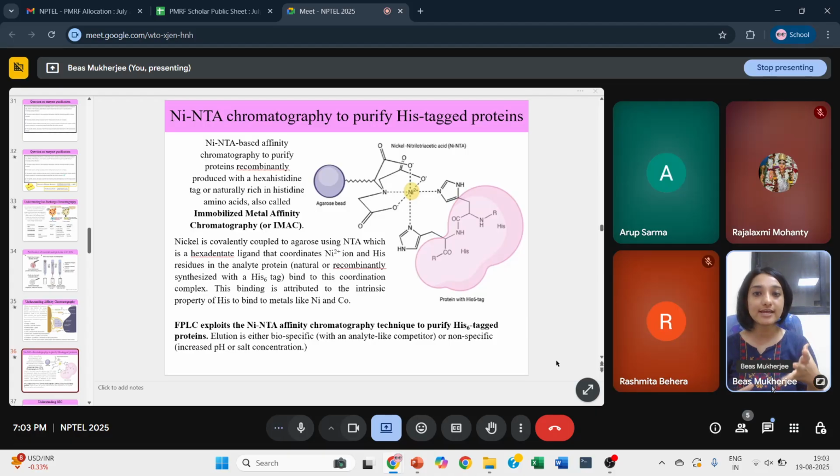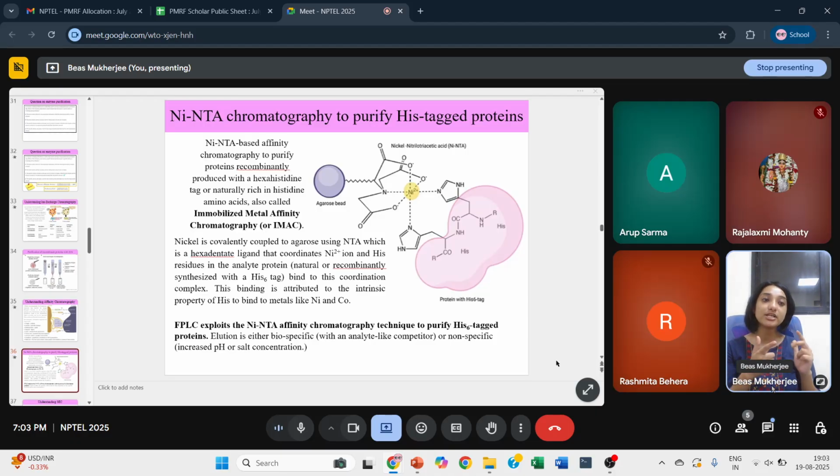So in this entire thing, nickel is covalently coupled using NTA to agarose, which is a hexadentate ligand that coordinates nickel ion and histidine residues in the protein, naturally found. Now a histidine stretch can be there in a protein naturally or recombinantly synthesized, that is using a histidine 6 tag, which binds to this coordination complex. Normally nickel and cobalt are the metals used, and FPLC exploits the Ni-NTA affinity chromatographic technique to purify histidine 6 tagged proteins.